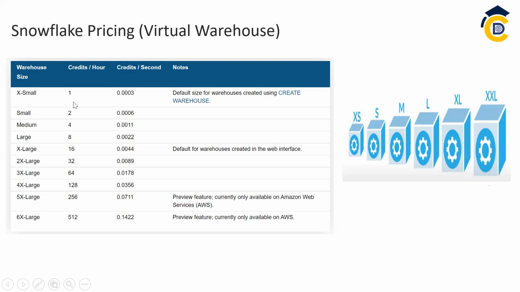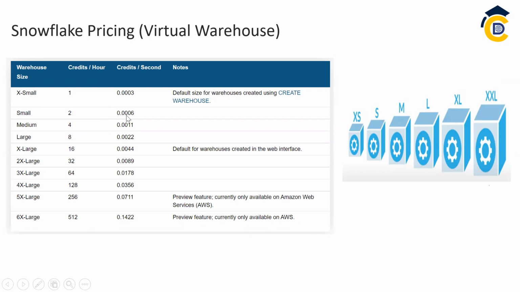Okay, 1 credit, and if you convert it to seconds, it will be 0.003 credits per second, and so on. So for small, if you consume it for an hour, 2 credits. Your Snowflake doesn't add it to the bill unless 1 hour goes by.